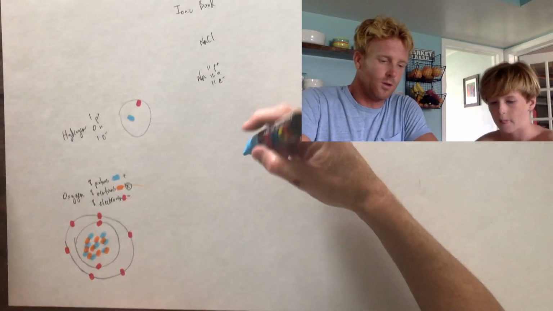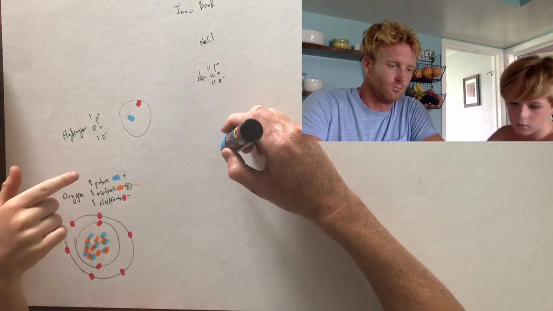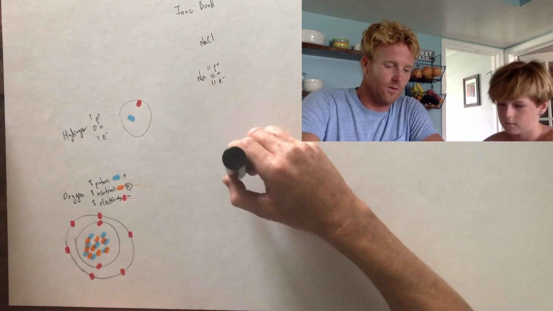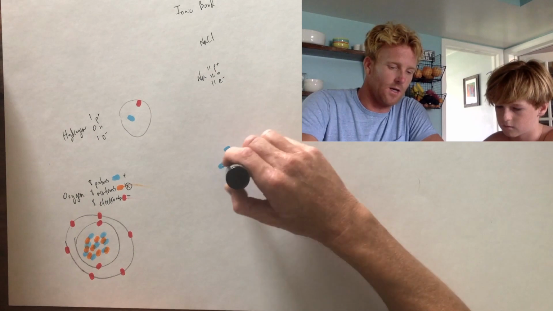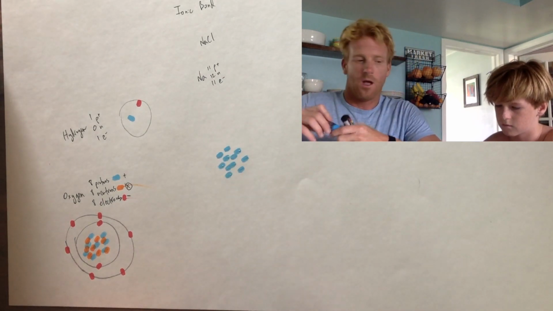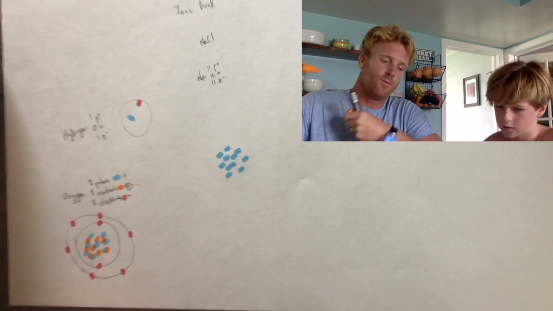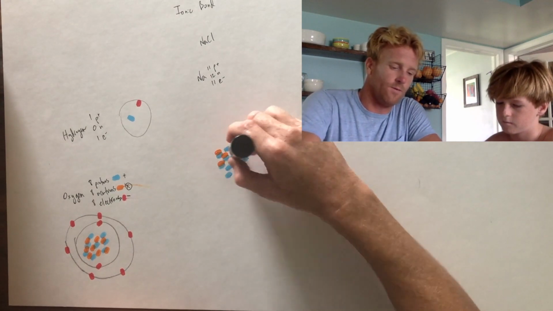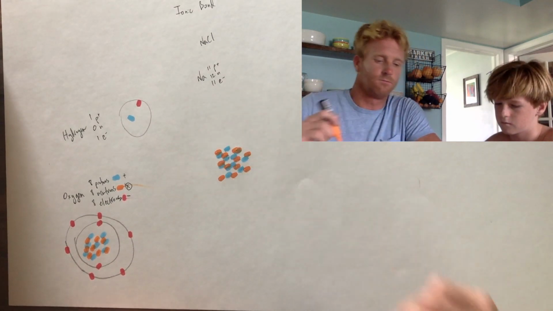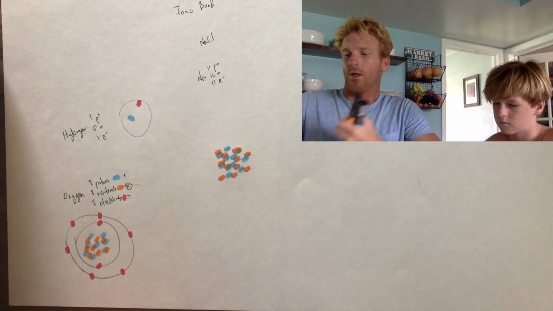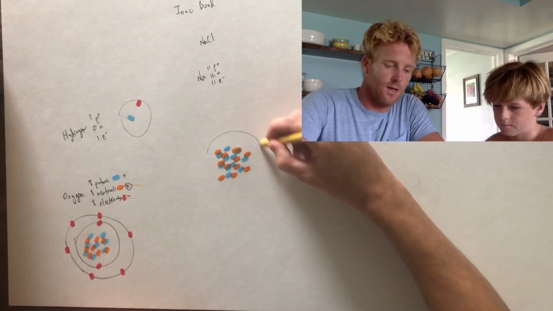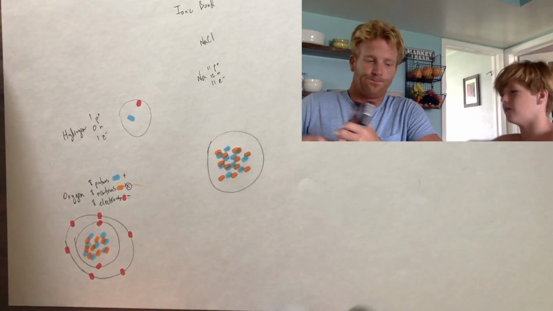How many blue dots is he going to have in the middle? 11. 1, 2, 3, 4, 5, 6, 7, 8, 9, 10, 11. Good. How many orange dots is he going to have in the middle? 12. 1, 2, 3, 4, 5, 6, 7, 8, 9, 10, 11, 12. Good. Now, how many electrons are going to be in that first shell? 11.